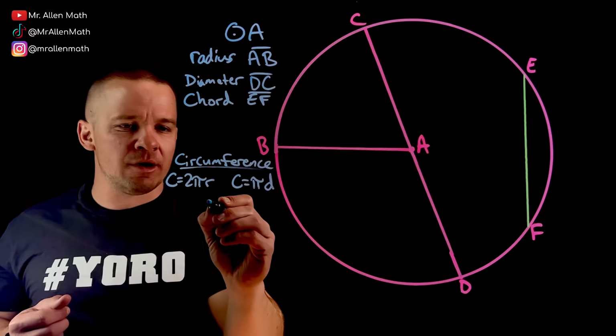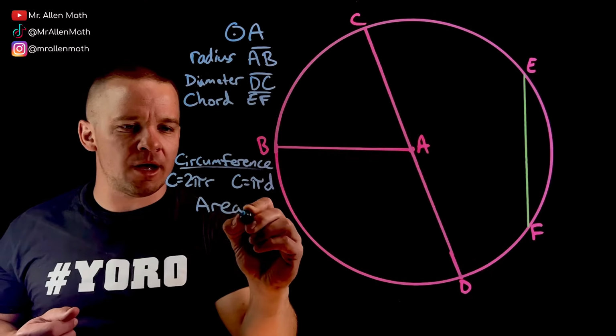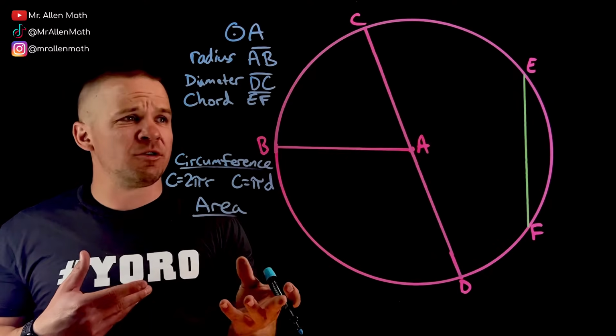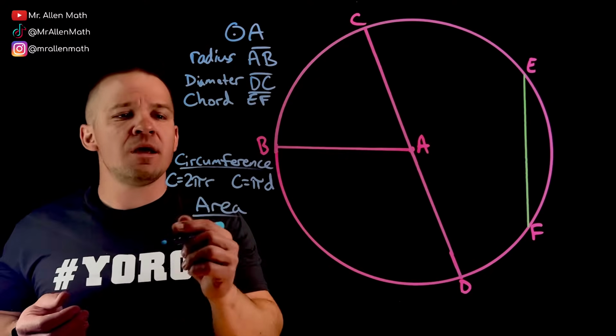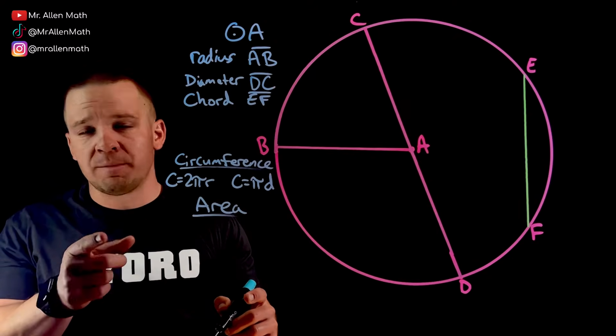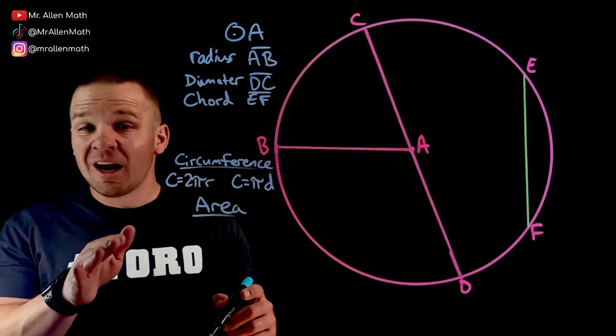How about area? Area is another biggie for us. I always want to find the area of my circle because that would be like my pizza. Area of a pizza comes in handy.